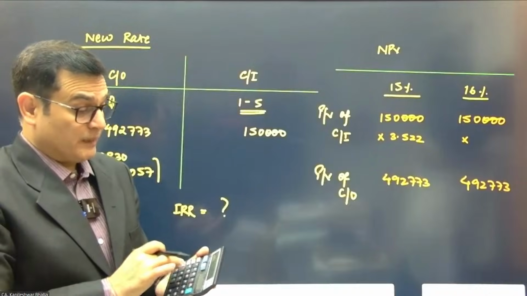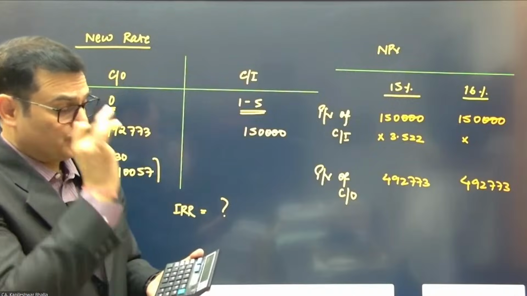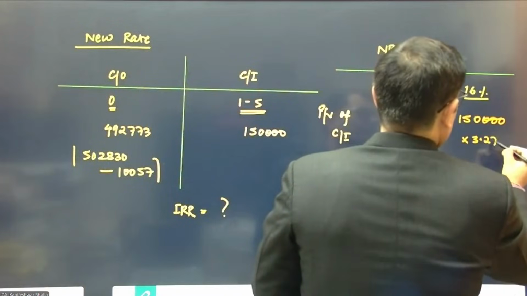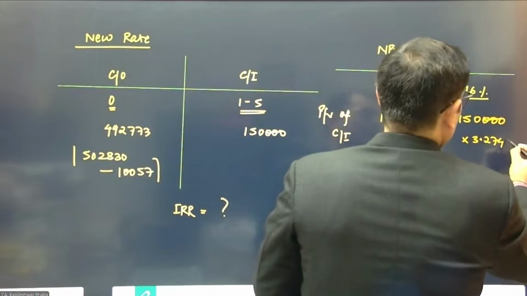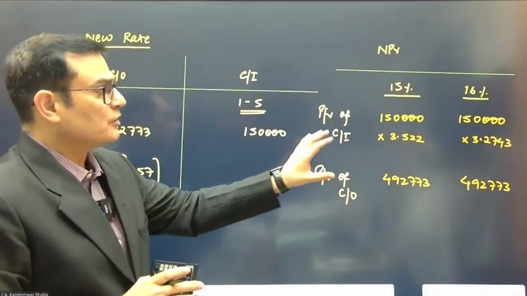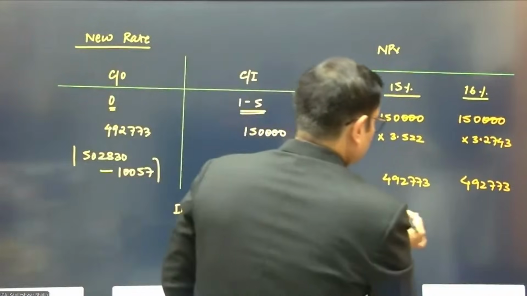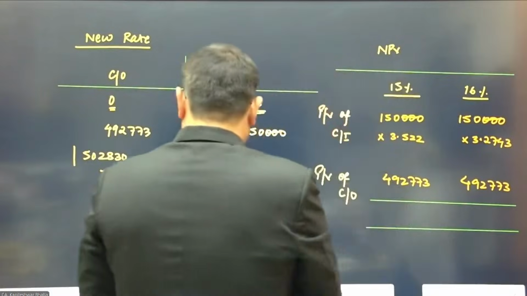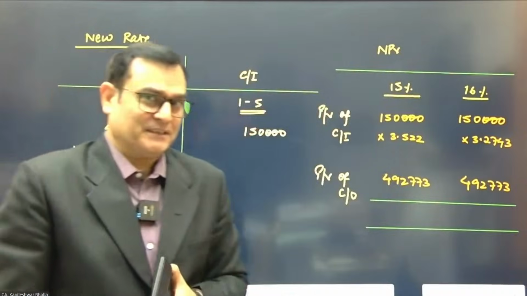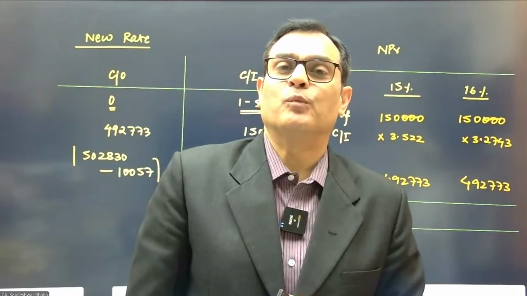So 1 divided by 1.16, 1, 2, 3, 4, 5, GT. This is 3.2743 rounded off. So what I've done, I've taken the calculations of NPV at 15 and at 16%. So you get a positive NPV at 15 and a negative NPV at the rate of 16%, and then interpolate. Apply a unitary method in terms of calculating the revised IRR.